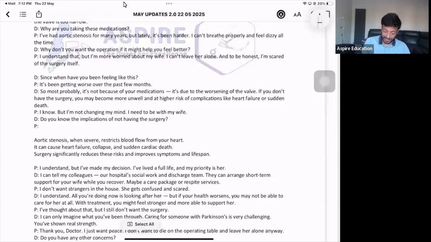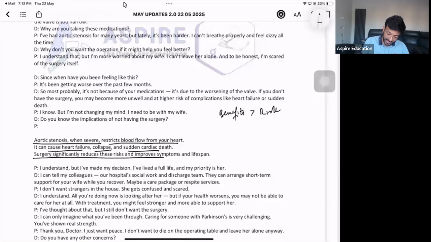Then you will explain that the benefits are more than the risks as well. Because sometimes he says, when you're doing the surgery, if I die on the table, then who's going to look after my wife? But then you explain that aortic stenosis, when severe, restricts the blood flow from your heart. It can cause heart failure, collapse, sudden cardiac death. So surgery significantly reduces these risks and improves the symptoms and lifespan. When we are done with the surgery, you will feel much better and you'll be able to look after your wife in an even better way.